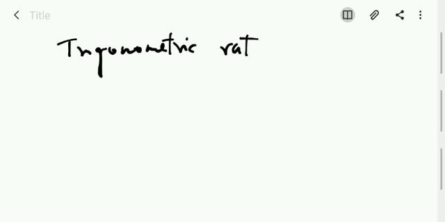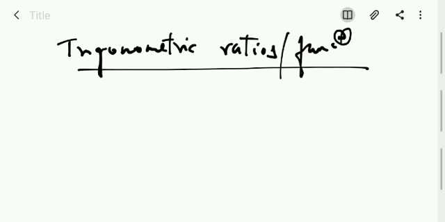Now, in trigonometry, there is something called trigonometric ratios, right? So we call them trigonometric ratios, or functions. Generally, we have 6 trigonometric ratios. So how many? 6. Now, what are the 6 trigonometric ratios or functions?